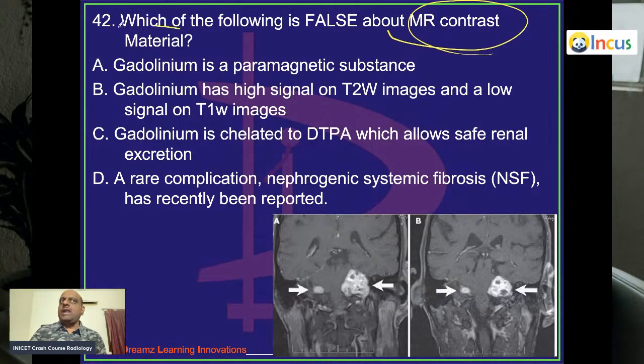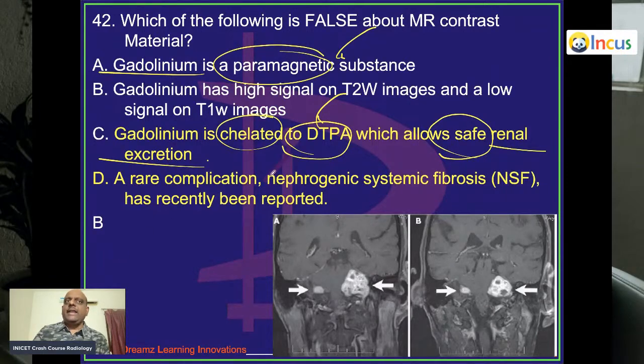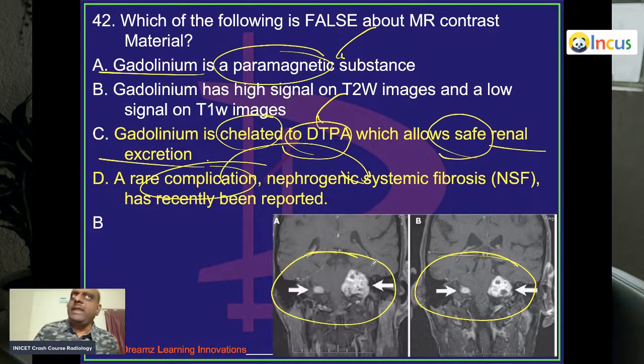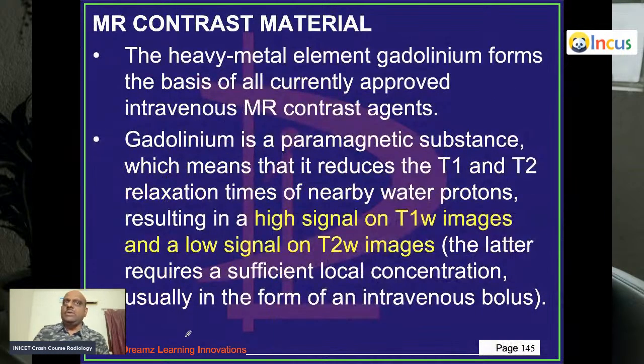With regard to the MR contrast material, you need to remember gadolinium is a paramagnetic substance. Gadolinium is chelated with DTPA, which allows safe renal excretion. A rare complication: sometimes if you use gadolinium contrast, what happens? Nephrogenic systemic fibrosis can occur with gadolinium contrast, is what you need to remember.